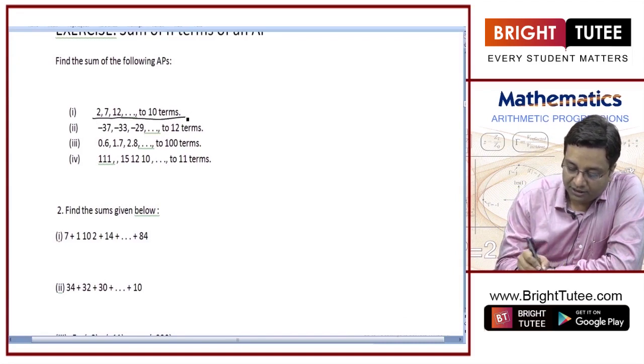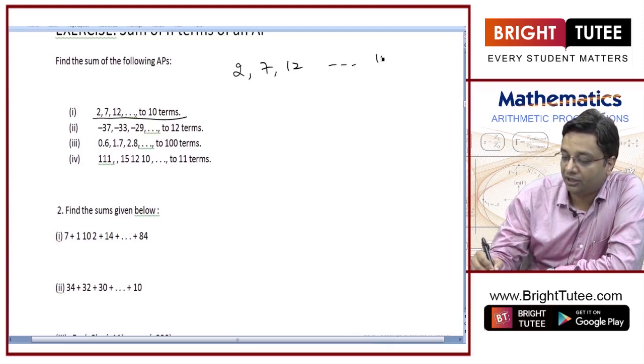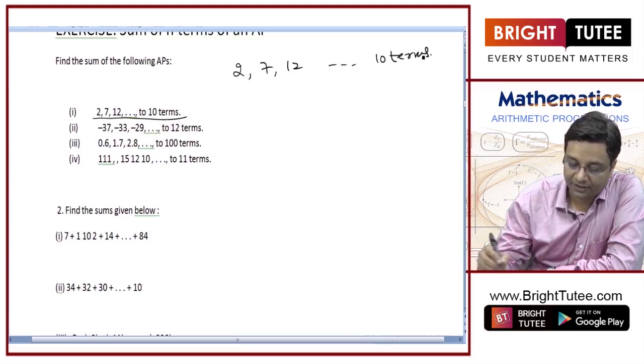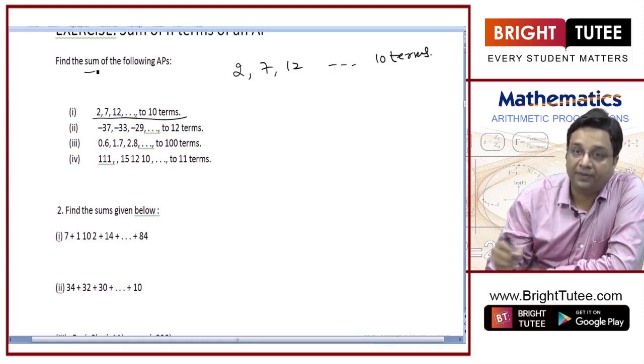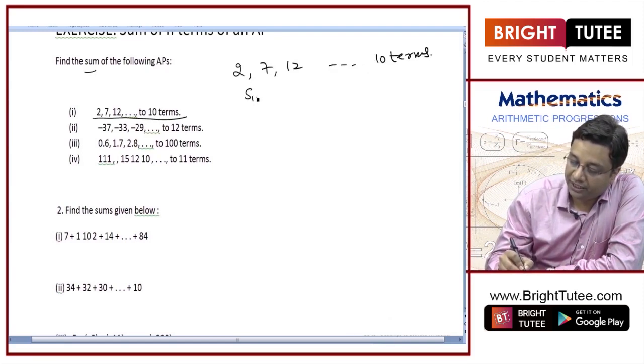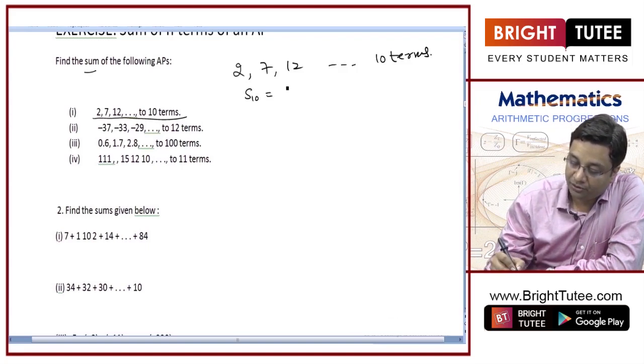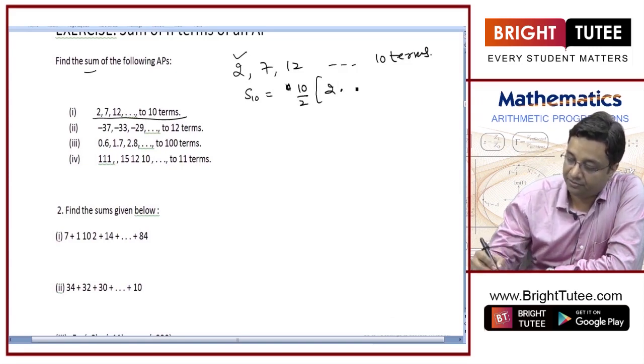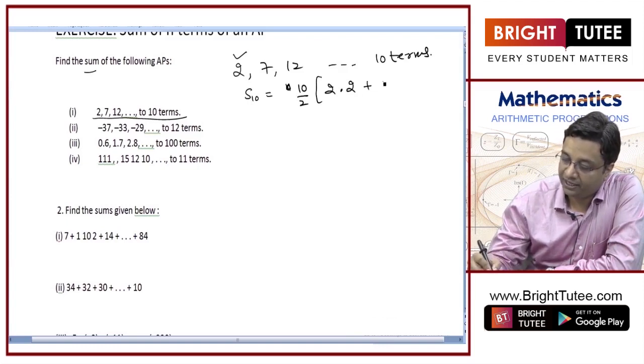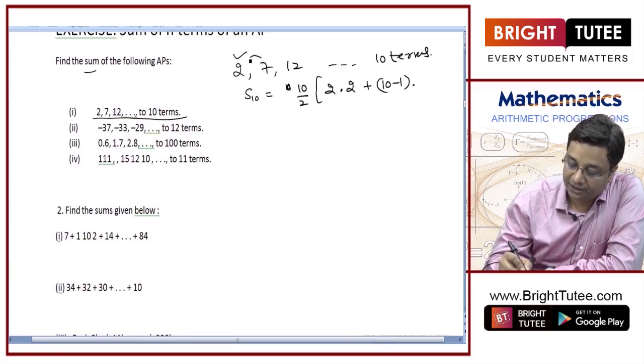So, the first question says the given AP is 2, 7, 12 and there are a total of 10 terms. And we need to find the sum, right? So, in this question we need to find S10, the sum of the first 10 terms of this AP, which will be equal to n by 2, where n here is 10, so 10 by 2 times twice of A. What is A? The first term. Twice of A plus (10 minus 1) into D.